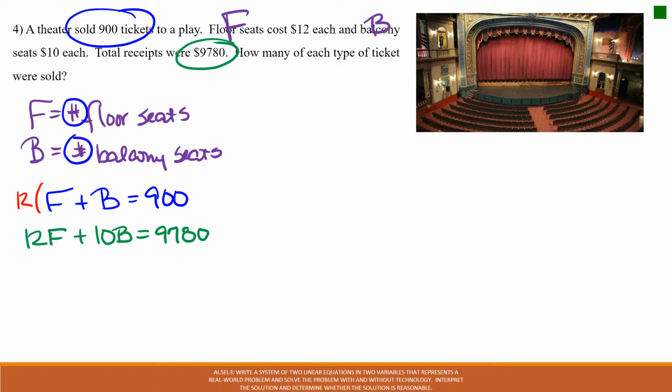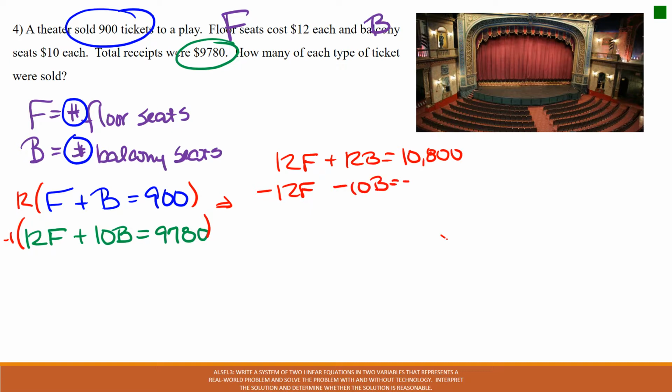Let's bring up the 12 and bring down a negative 1. And we get 12F plus 12B. Look at me thinking I can multiply 12 times 900 in my head. I would love to say I'm doing that and getting 10,800, but I used a calculator. Okay, negative 12F minus 10B is negative 9,780.